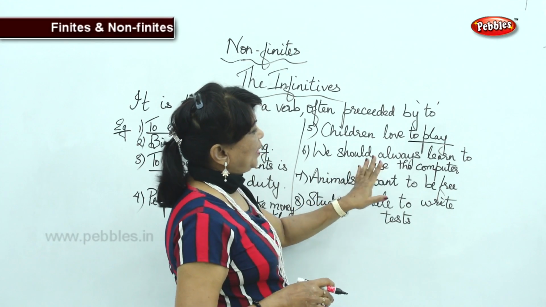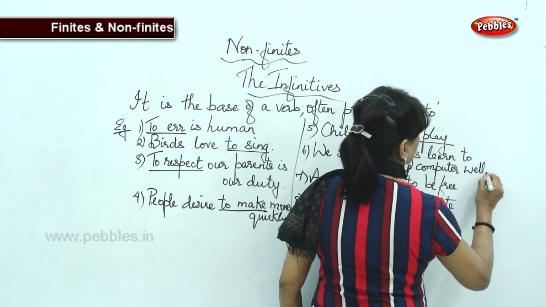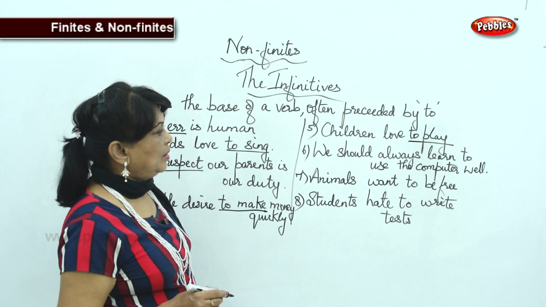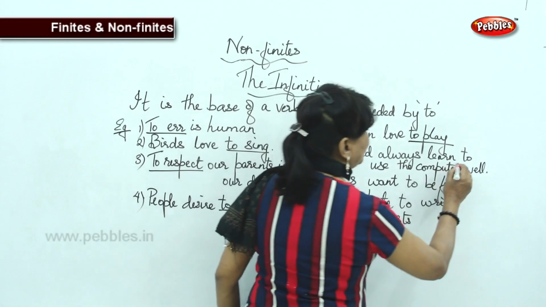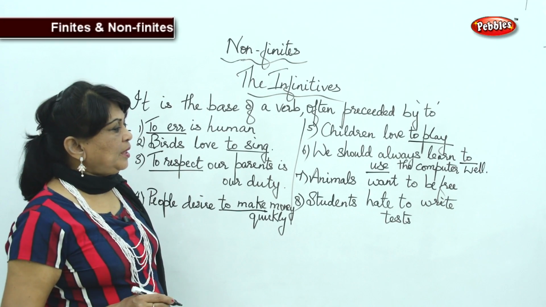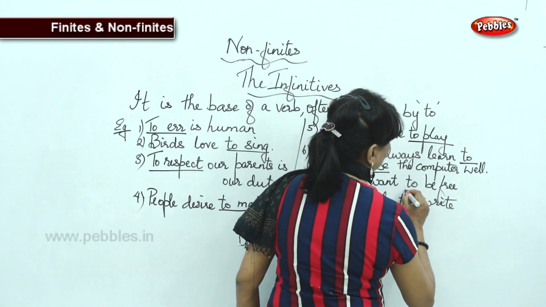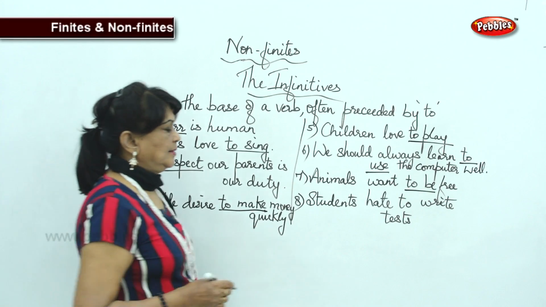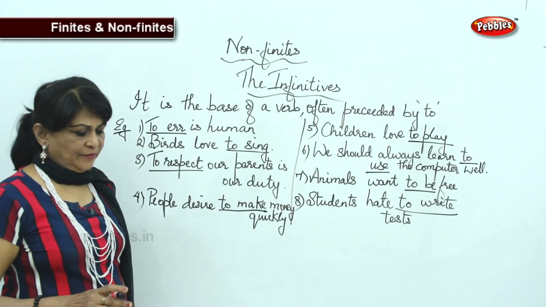"We should always learn to use the computer well." Okay, what should we learn to use? The computer. And what should we do? We should always learn. Learn is a main verb. "To use" is an infinitive. "Animals want to be free." They always want to be free. "To be." "Students hate to write tests." "To write." Okay, all these are infinitives.